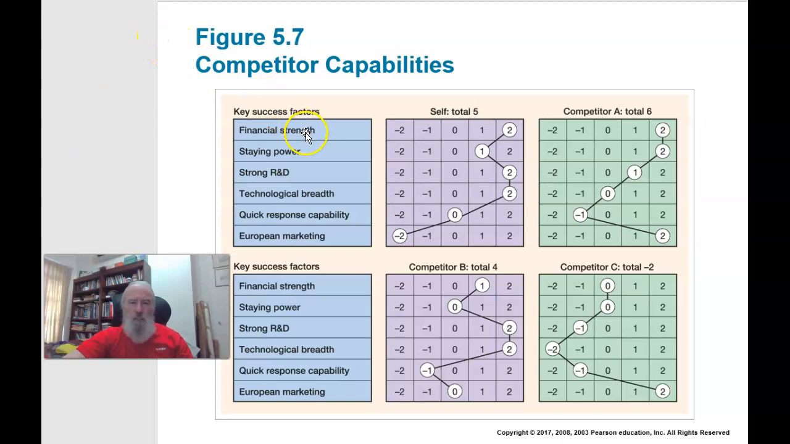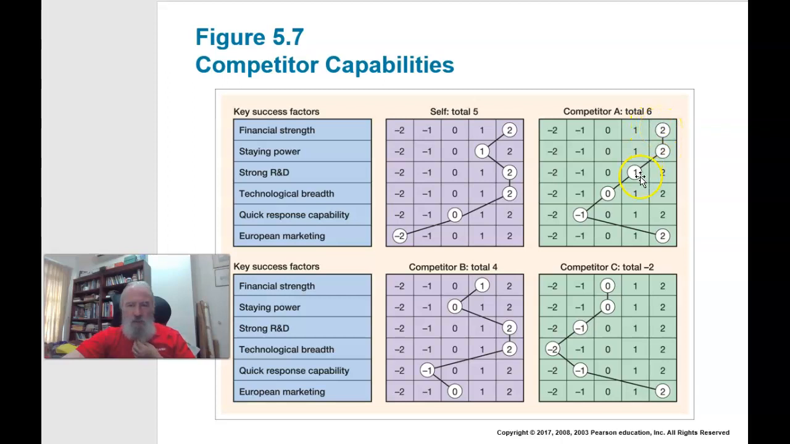So you can look at yourself, how good are you? Financially excellent, 5 in the Mike Dent blob analysis. Resilience, staying power, 1. Research and development, 2. Technological breadth, 2. Agility, that's the word that I would use nowadays. That's the new buzz term, agility, quick response, okay. European marketing, pretty useless.